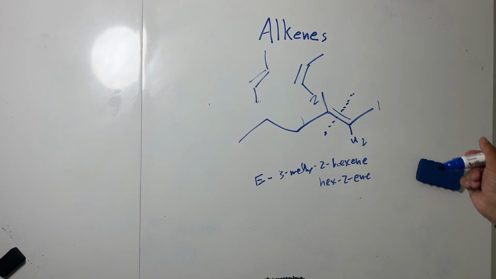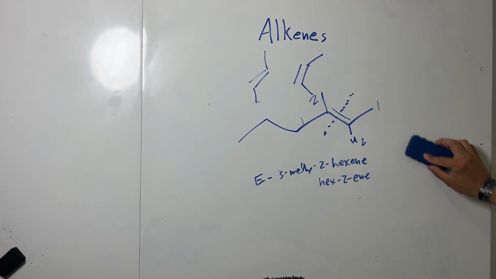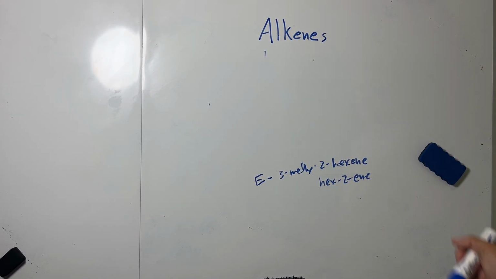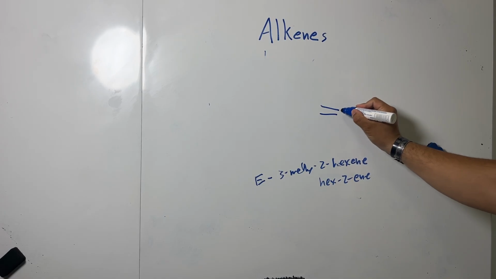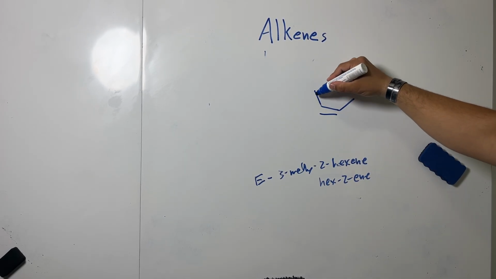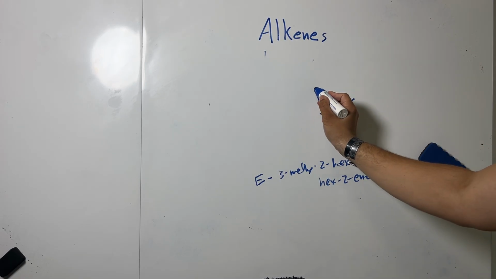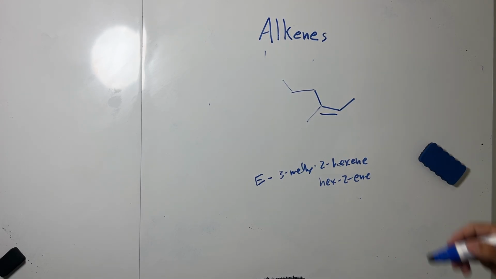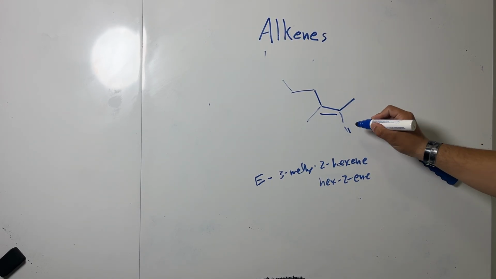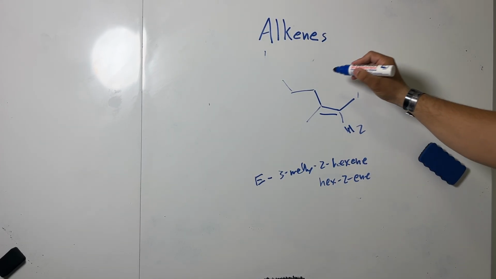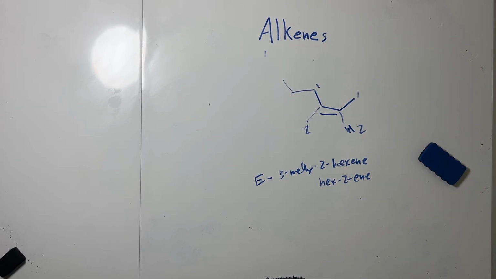Now, if it was the other way, here, I'll redraw this. We're going to name it the exact same, except we're going to change that E to a Z. So what would that be? We have 2-hexene, and we have 1, 2, 3, 4, 5, 6, and we have the 3 on our methyl here. So now we have the implicit hydrogen here, and we'd rate this as 1, 2. I think my pen's dying, guys. 1 and 2. So now the most important priority groups are on the same side.